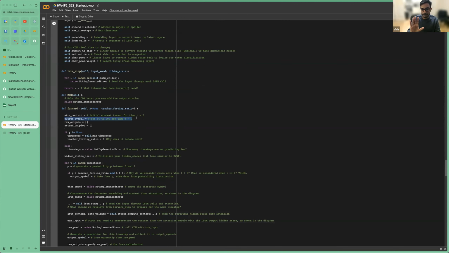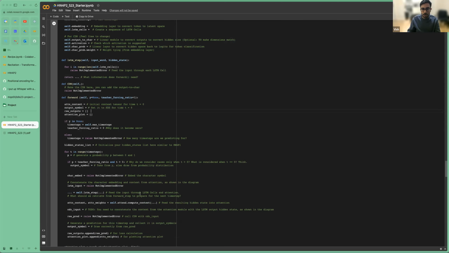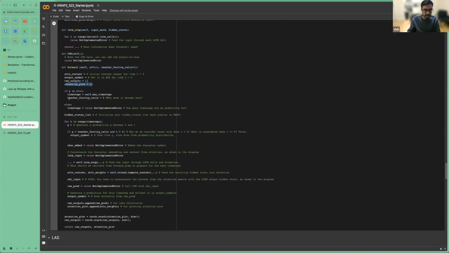So we're sorry for the confusion if this causes some confusion when you're reading it, but output symbol is basically what you draw to send as input to the next time step. For the first time step, it's a special case where you have to initialize it as SOS. Okay. Raw outputs, attention block, is just a list to store the outputs that you'll be returning.